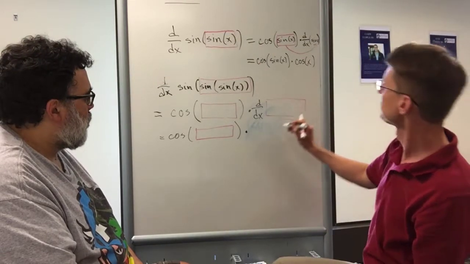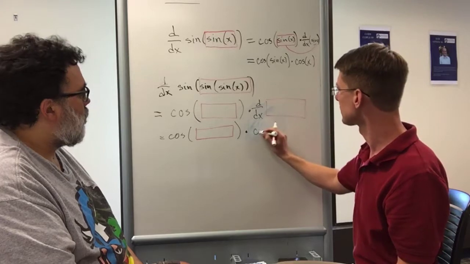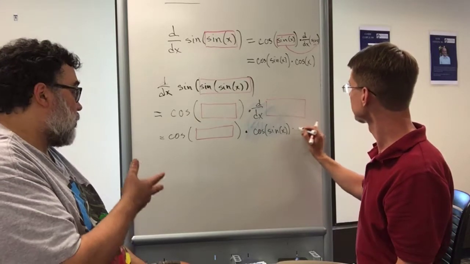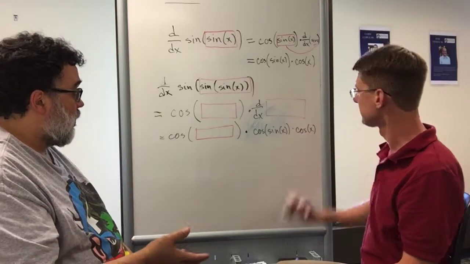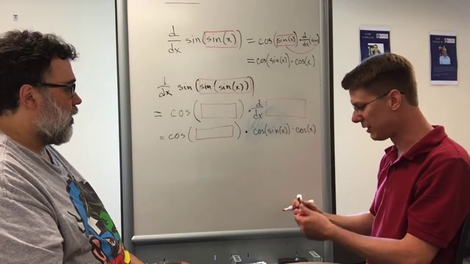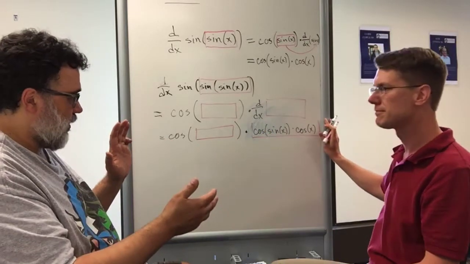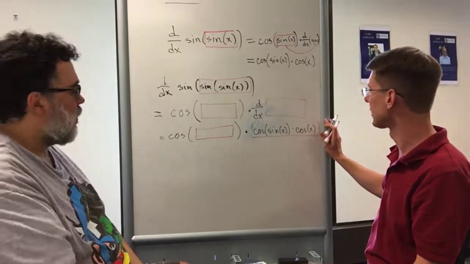So it's that thing. It's cosine of sine of x. So it's nice that we've got the work done, but really you're applying the chain rule again. I'm really using the chain rule again, because the inside also has an outside and inside. And so I've really got to do it again.